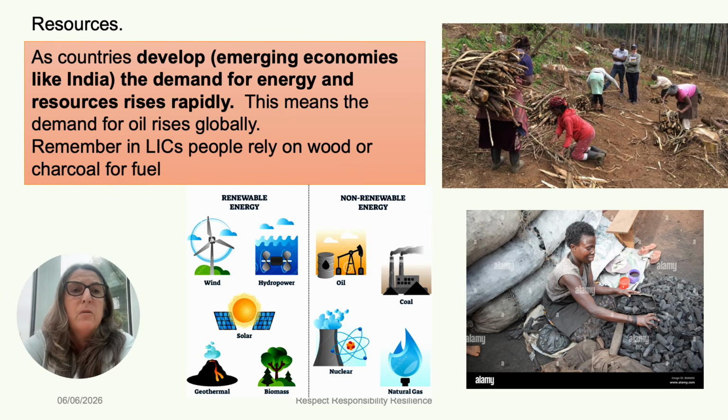The reason we are dependent on it is because as countries develop, emerging economies like India see the demand for energy and resources rise rapidly. This means the demand for oil rises globally, because in poorer countries there is a reliance on wood or charcoal for fuel, and this then gets replaced by oil. But as you can see in the diagram, there are lots of different sources of energy available to us. Unfortunately, there is this obsession with oil, and there are bound to be loads of reserves left around the planet, but it's whether we want to continue to destroy habitats and destroy the biosphere in order to get at it.